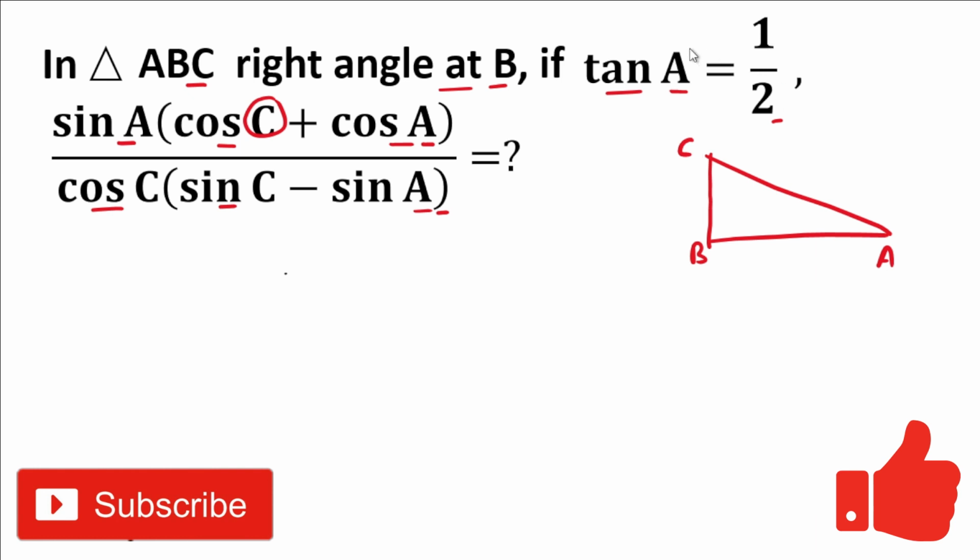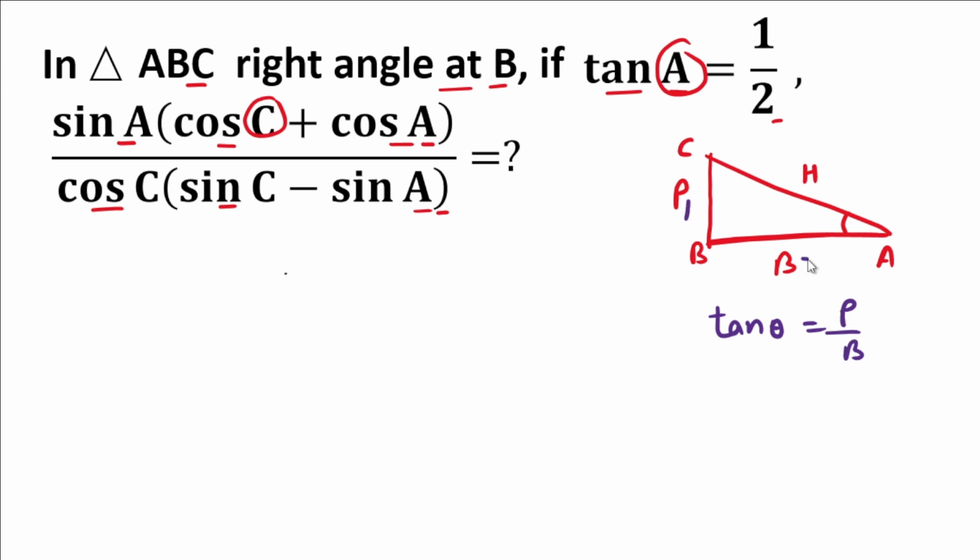Now the value of tan A is given. For tan A we take this angle A, then BC will be our perpendicular, AB will be our base, and this is our hypotenuse. We know the formula: tan theta is perpendicular divided by base. So the perpendicular is 1 and the base is 2.